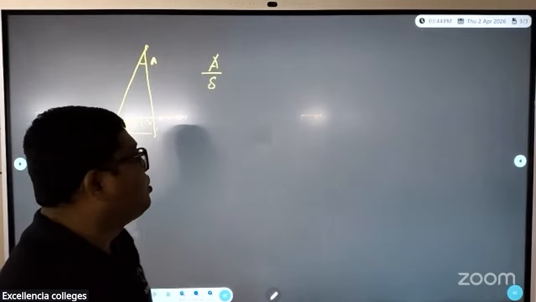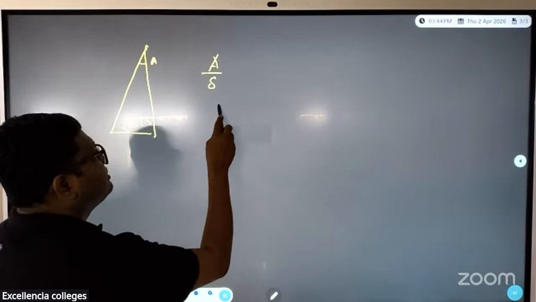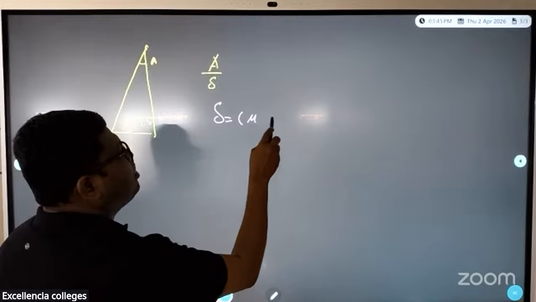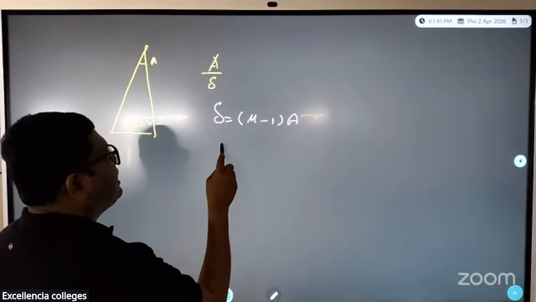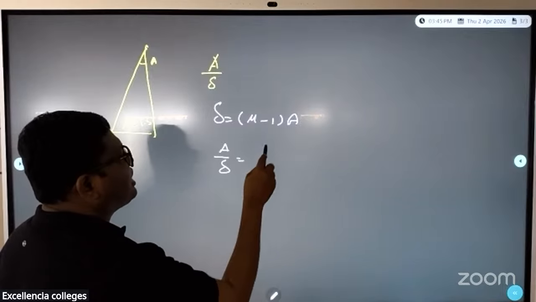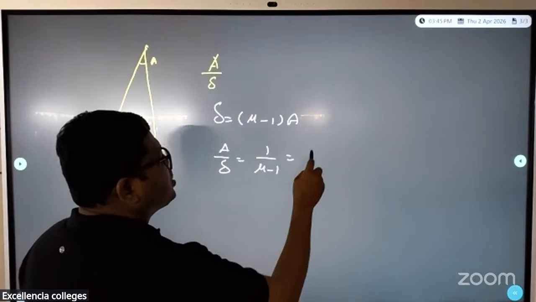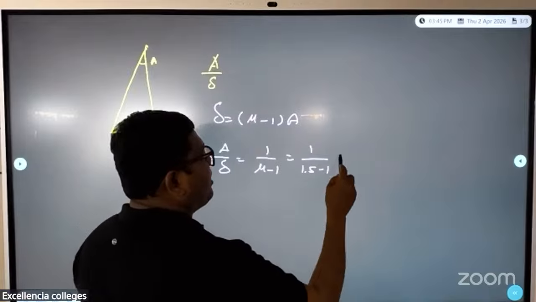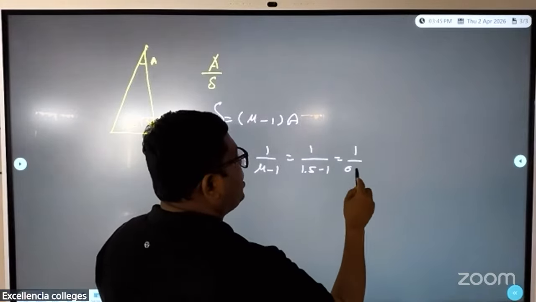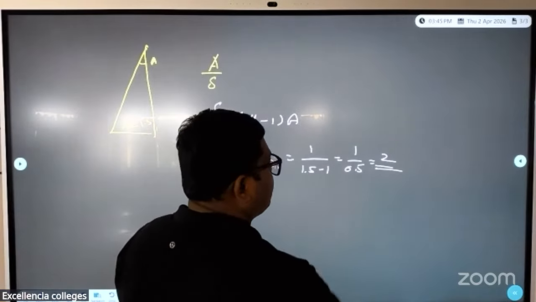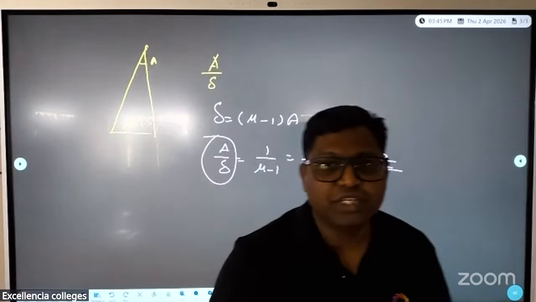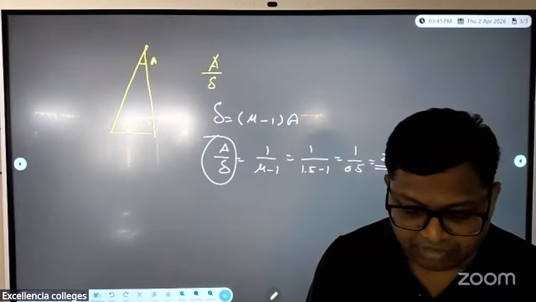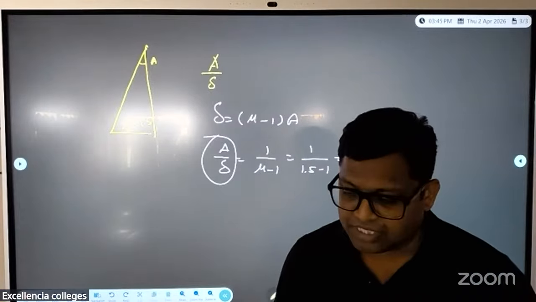So all the students know the equation for a thin prism, that is the deviation generated will be (mu minus 1) into A. So therefore, if you write A upon delta, we shall have 1 by (mu minus 1). So 1 by (1.5 minus 1). So that is 1 by 0.5, that will be 2. So therefore, the ratio A by delta simply comes out to be 2. So this is one question which came from geometrical optics.